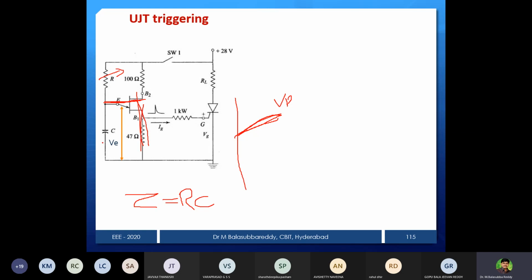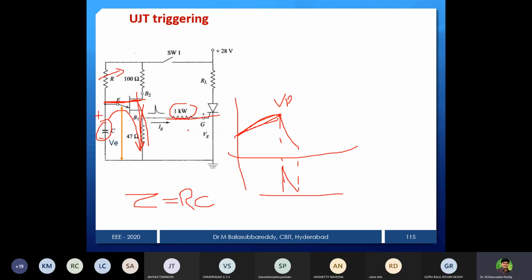If the UJT is on, is there any path to discharge? The capacitor is already charged, plus and minus. Once it reaches VP, the capacitor is going to discharge. What is the path for discharging? Through RB1. This RB1 is very low resistance, so the voltage sharply decreases. That sharp decreasing portion, you will get as one pulse. This pulse is connected through the gate.